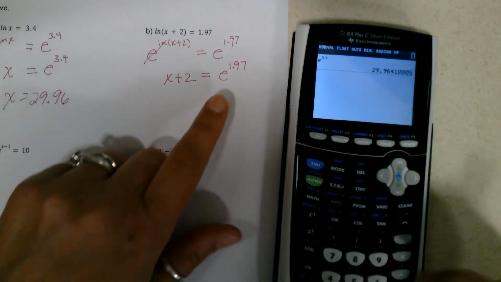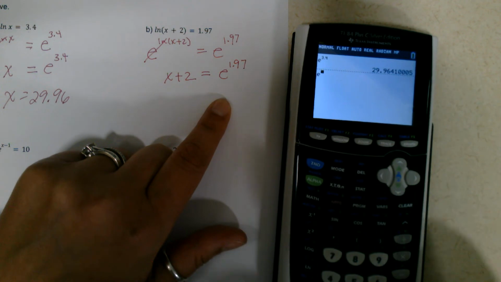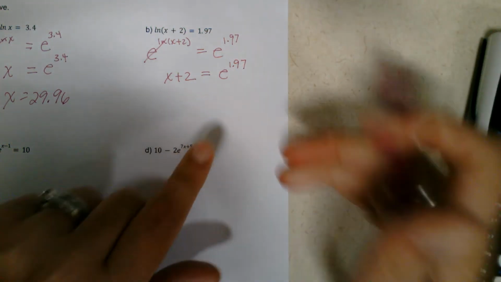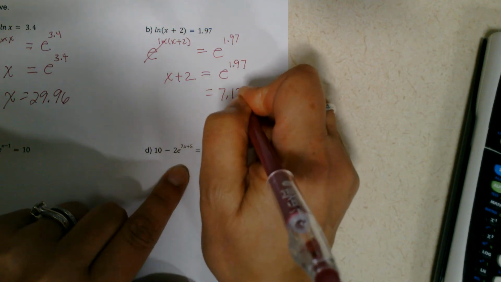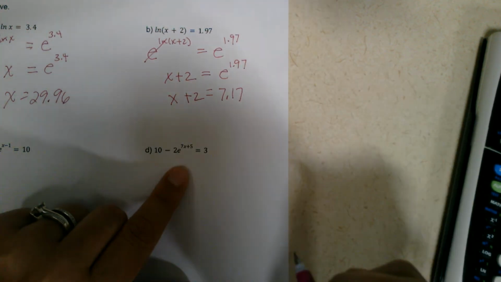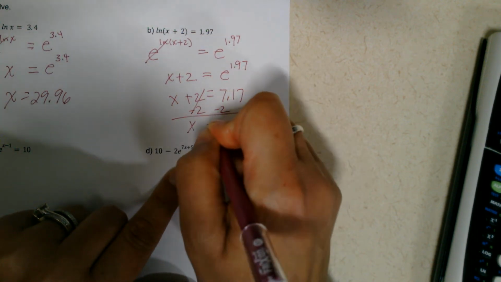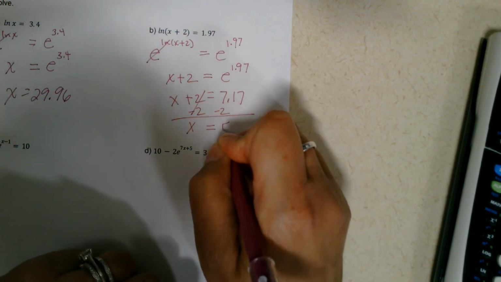And we can do the e to the 1.97. 7.17. So we're going to have x plus 2 equals 7.17. And now it's just a one step. Let's subtract 2 from both sides, and we get 5.17.